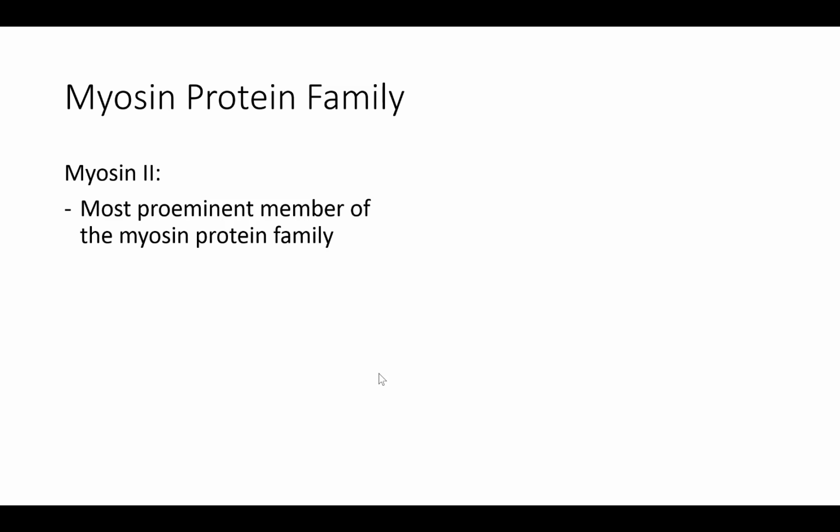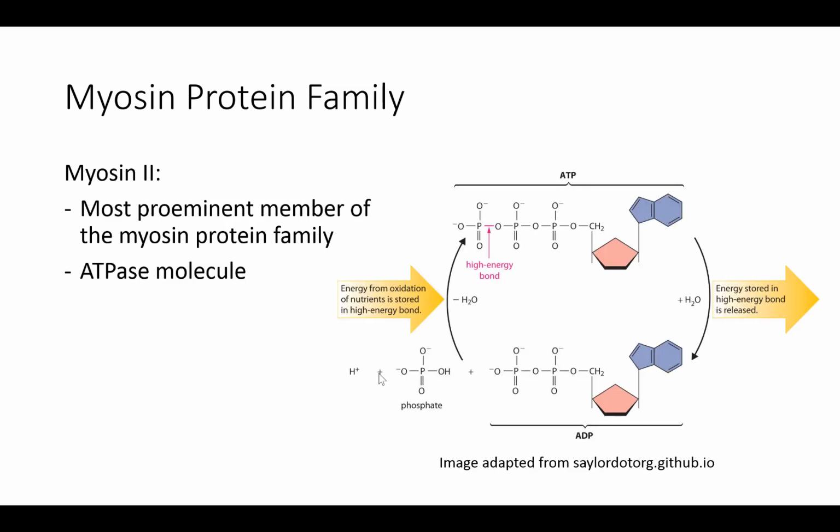Myosin 2 is an ATPase molecule, which means that it catalyzes the hydrolysis of an ATP molecule into ADP and phosphate. So this reaction that we can see in this figure on the right breaks the bond that you can see here and that biologists call a high energy bond, but in reality this bond is only considered high energy because it's weaker than the actual bond that will be created after the reaction at this point.